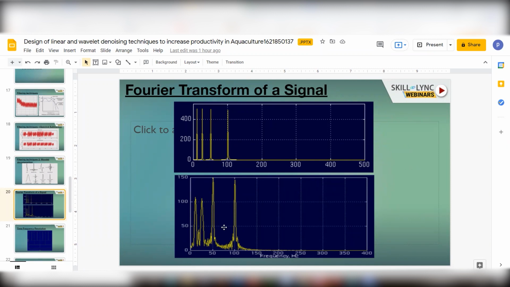If you take the Fourier transform of a stationary signal and a non-stationary signal, both of those look like this. But if you observe, for a stationary signal, those frequencies will be present like this. And if the frequencies are changing with time, then those frequencies will look like this. So that is how you can identify a stationary versus non-stationary signal.